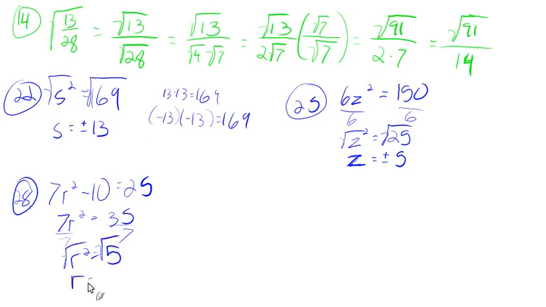So r is equal to, always plus or minus is going to be the first thing we write down. And what's the square root of 5? It's just the square root of 5. There is no nicer number. It's just the square root of 5.